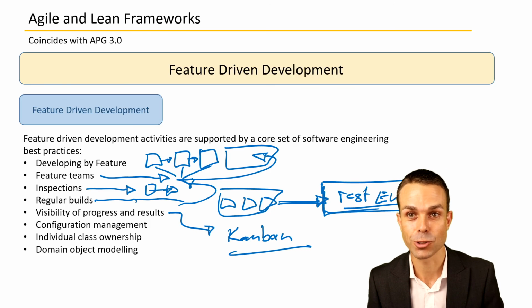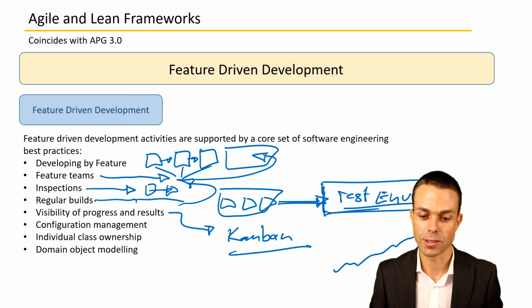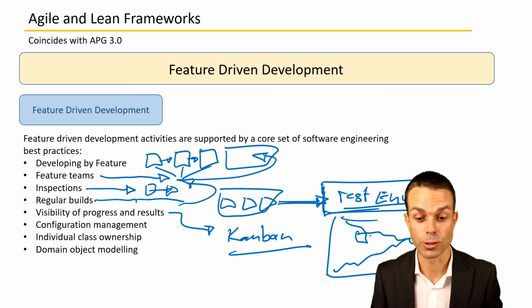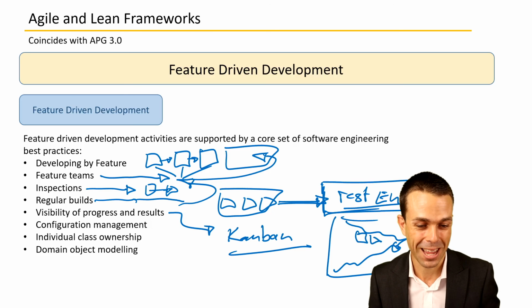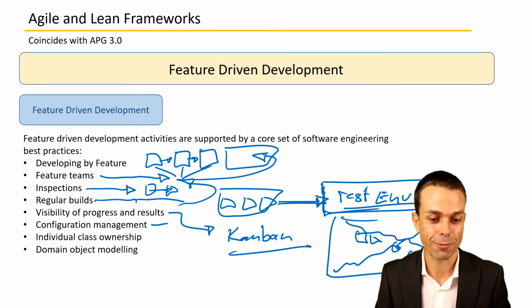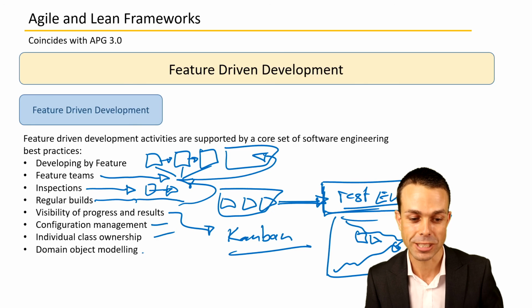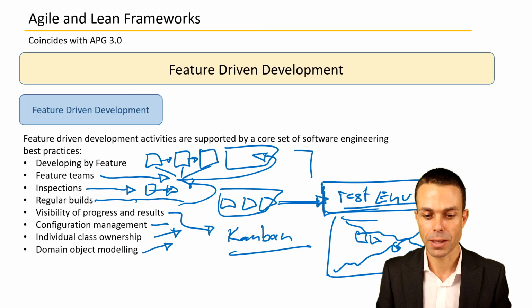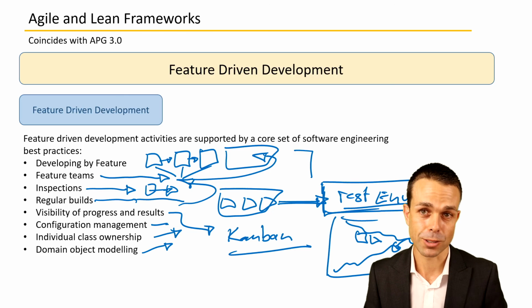You've got burn down charts or burn up charts where the work you can see over time is being completed or going down towards zero. So you're finishing all of the work, all of those individual features, for example. And then you've got other software engineering practices like configuration management, individual class ownership, and domain object modeling. But the top ones up here could definitely be used for any environment, not just for software.